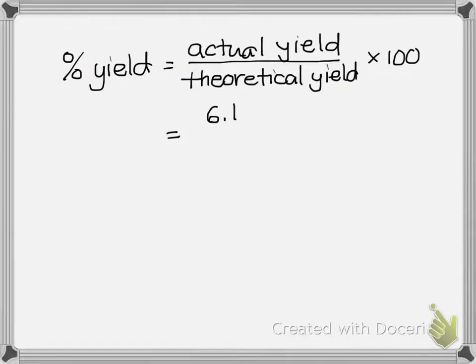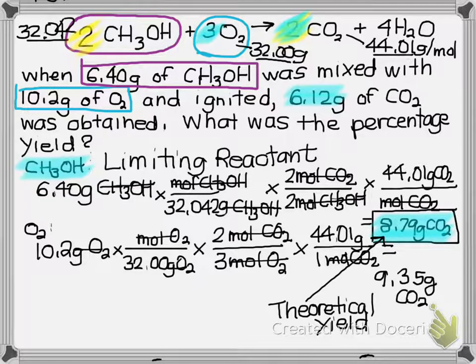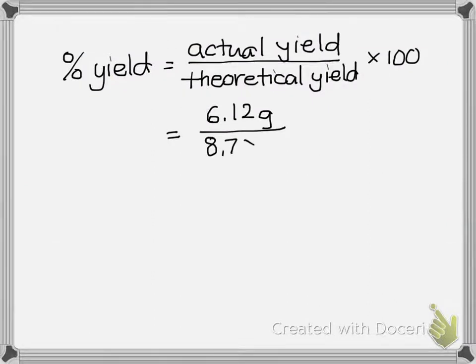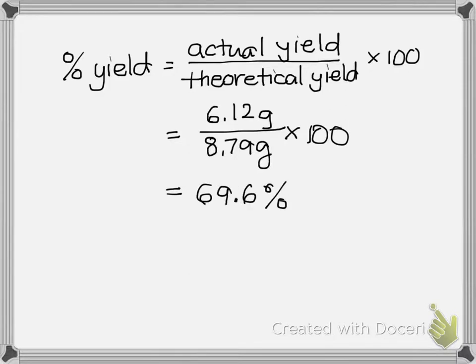So the actual yield, let me look back to make sure, is 6.12 grams. The theoretical yield, which was what was produced by the limiting reactant, is 8.79 grams. So if I take the actual yield, which was given in this problem, 6.12, I divide it by the theoretical yield, 8.79, and multiply that by 100, then I get the percent yield to be 69.6%. So that's the percent, almost 70% would be the percentage yield.